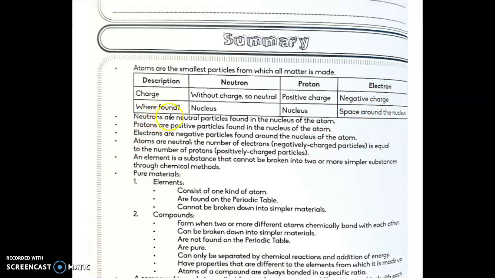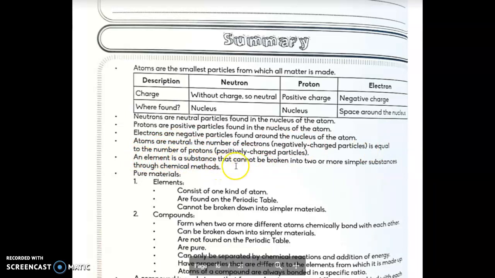Neutrons are neutral particles found in the nucleus of an atom. Protons are positive particles found in the nucleus of an atom. Electrons are negative particles found in the space around the nucleus of an atom, and atoms are neutral. The number of electrons is equal to the number of protons, so they're the same.